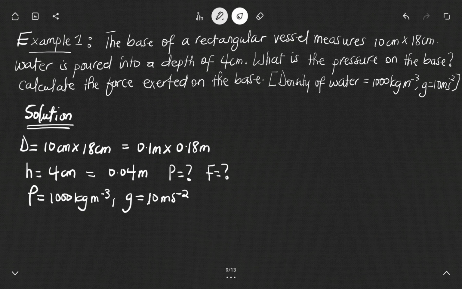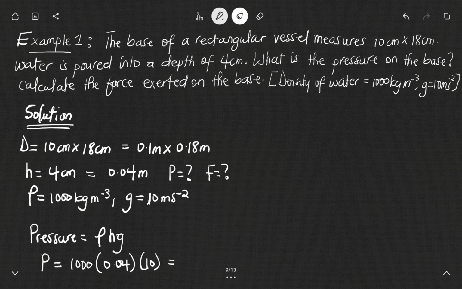All right, so let's go ahead and calculate the pressure for this particular problem. Now, if we look at the formula that we derived earlier on for pressure, we said pressure is equal to the density multiplied by the height multiplied by gravity. So there's no need to calculate area here. Pressure will be equal to the density, 1000, multiplied by the height in meters, 0.04, then multiplied by gravity, which is 10. So if I compute everything into my calculator, 1000 multiplied by 0.04 multiplied by 10 will give me 400 Pascal as my pressure.